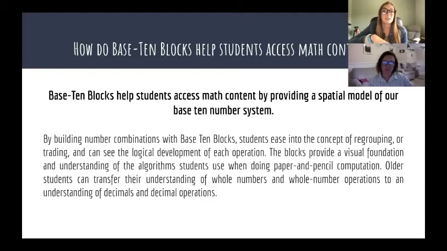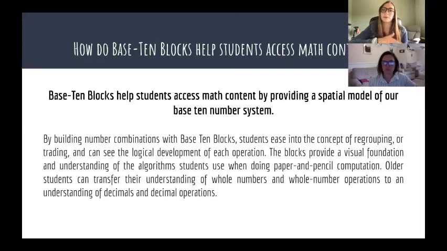So by identifying these base 10 blocks and then visually seeing it and using these manipulatives to physically move them, they're able to better comprehend their value and implement it through daily life. Additionally, by building number combinations with base 10 blocks, students ease into the concept of regrouping or trading and can see the logical development in each operation.